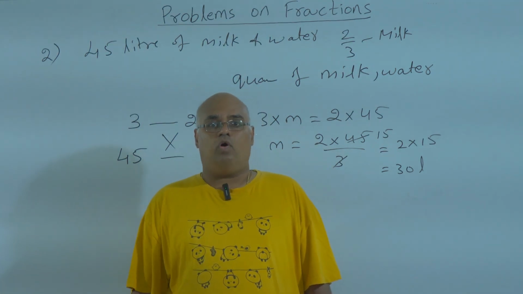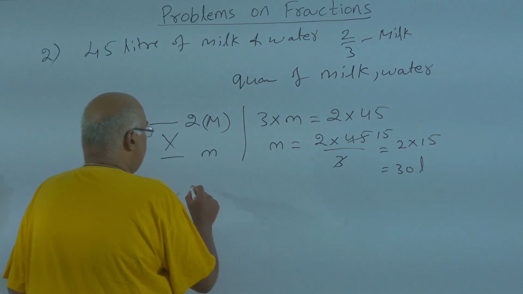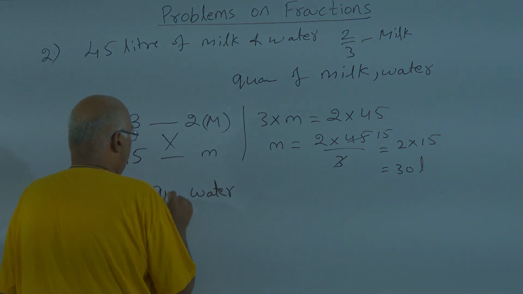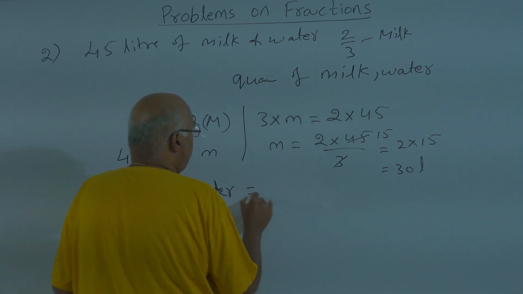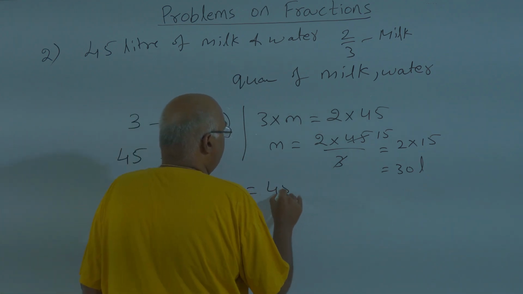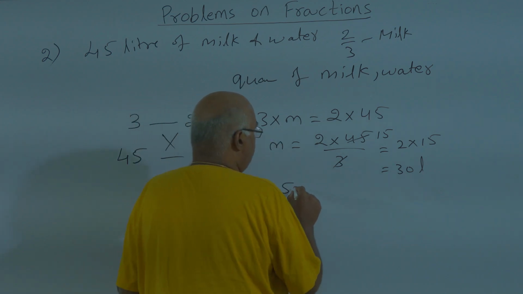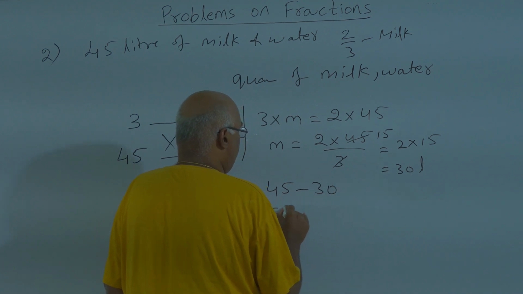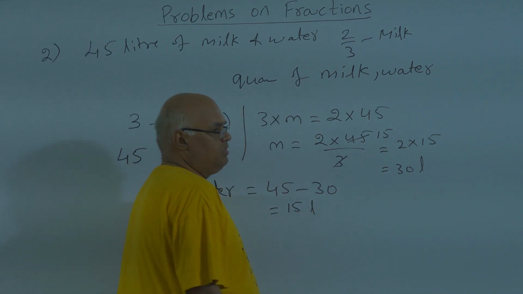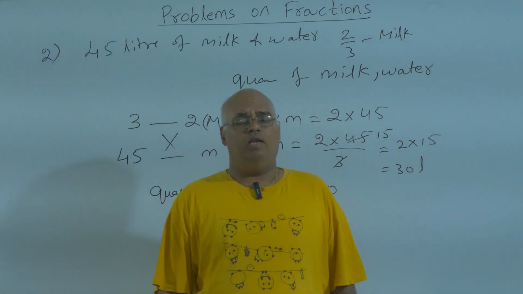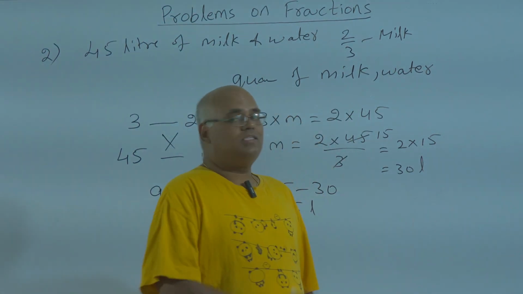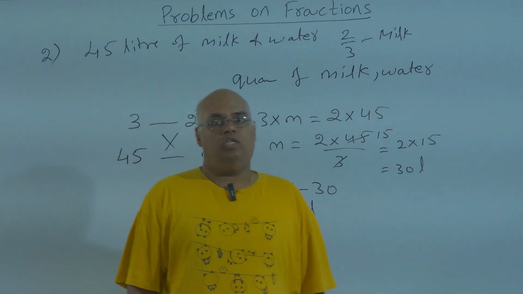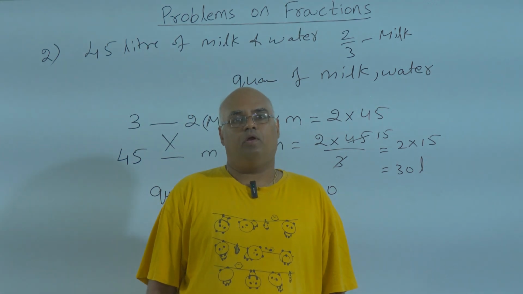What about the quantity of water? The quantity of water is equal to 45 liters, the total quantity of the mixture, minus the quantity of milk, that is 30 liters. So this is equal to 15 liters. In the 45 liters of mixture of milk and water, 30 liters is milk and 15 liters is water. So this is how you can solve the problems easily.